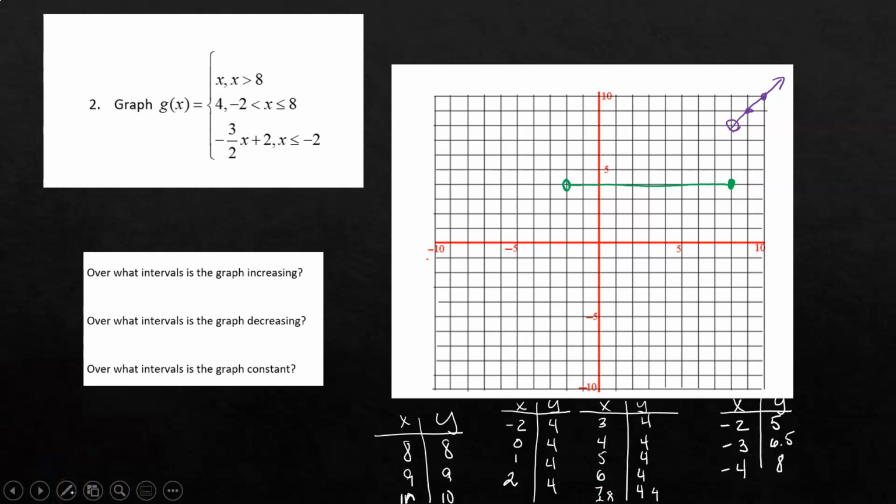So I have -2, 5, which is right here, and it's a closed dot. Then I have -3, 6.5, which is right here. Then I have -4, 8.